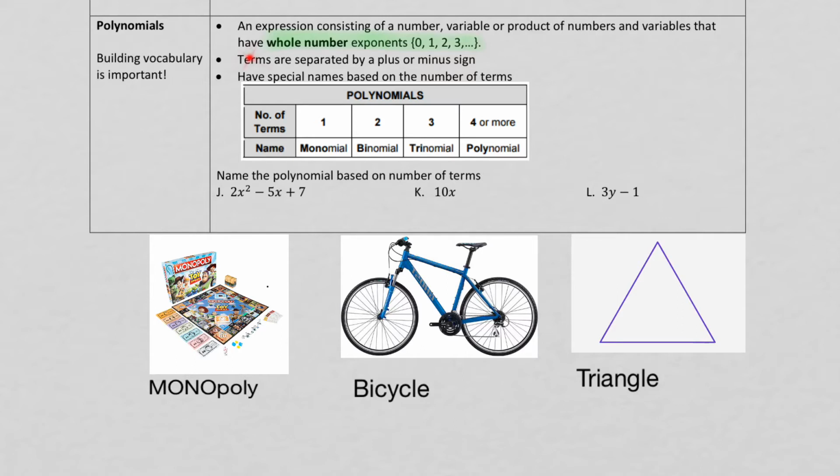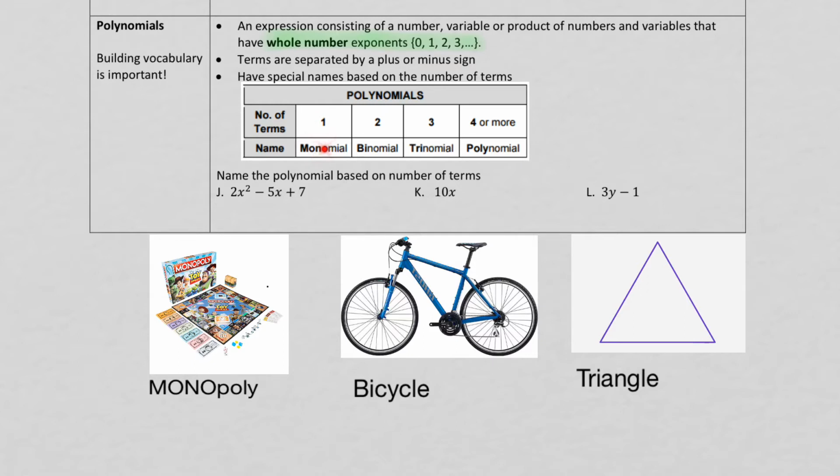Also, there are terms in polynomials that are separated by plus or minus signs. And then we have different names or special names based on the number of terms for different polynomials. So here are the first couple of special names. Now poly means many, but specifically if a polynomial only has one term, that's called a monomial.